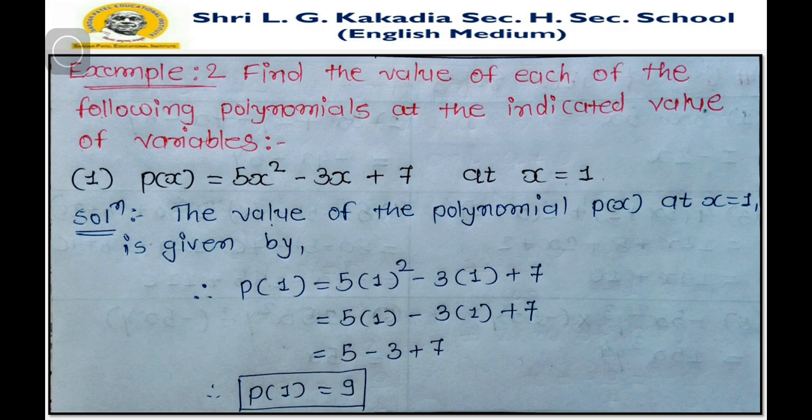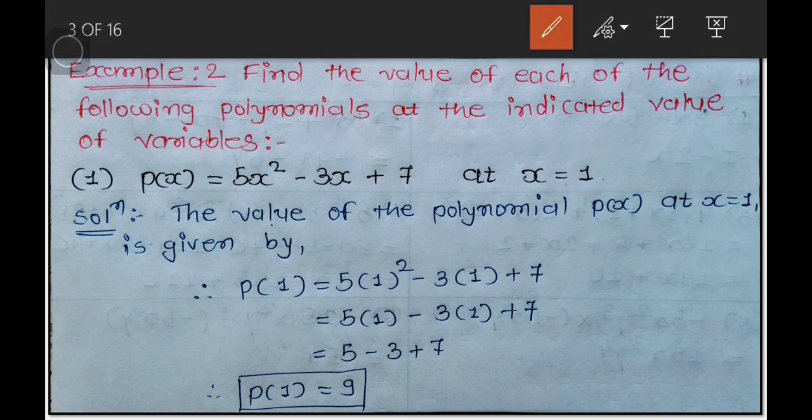Here one more example is given, example number 2. Find the value of each of the following polynomials at the indicated value of variables. Here we find values of polynomials for given values of variable. The first example is p of x is equal to 5x raised to 2 minus 3x plus 7, and we are going to find the value for x is equal to 1. We will put 1 in place of x everywhere, so we get the value of given p of x for x is equal to 1.